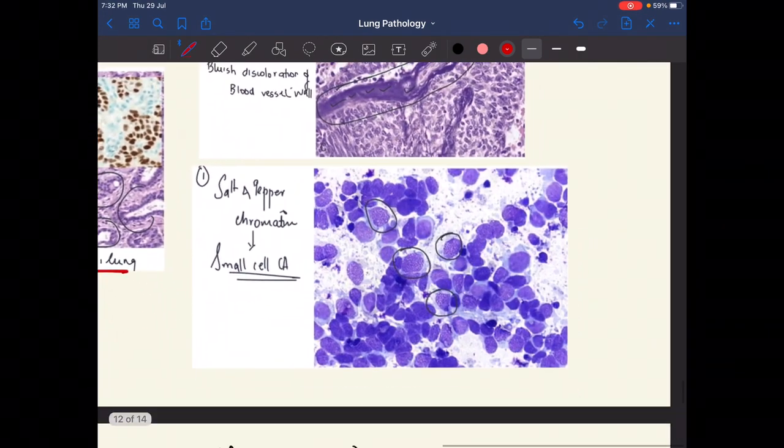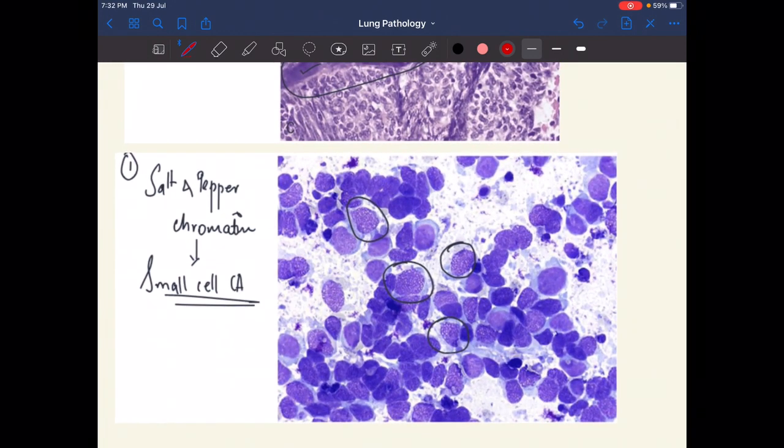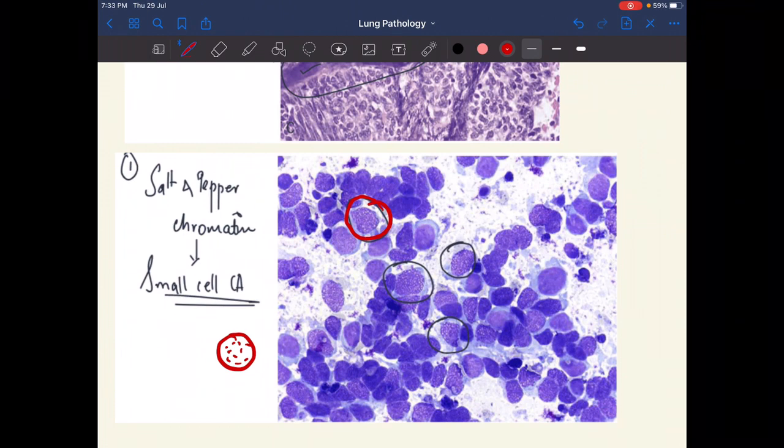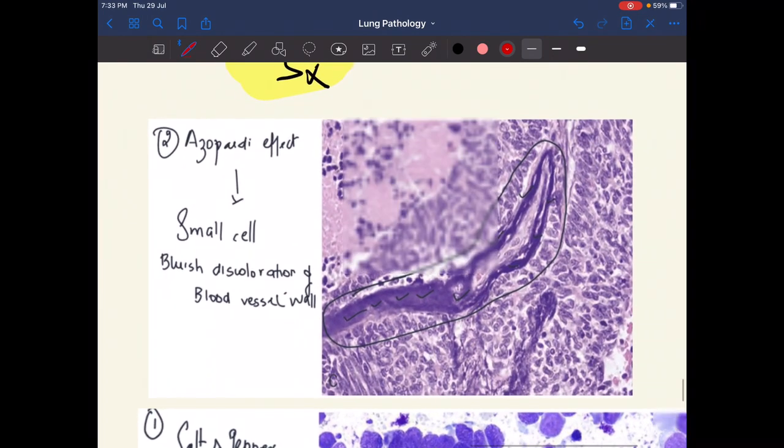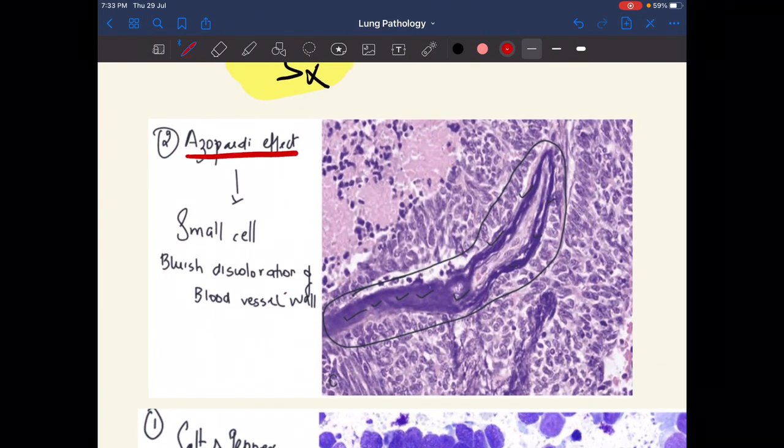This is a squamous cell carcinoma, and this one is a small cell carcinoma because as we see here there is salt and pepper chromatin. So this is a small cell carcinoma. In this we see salt and pepper chromatin, and there we also see the Azzopardi effect.